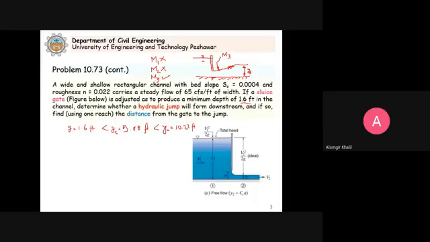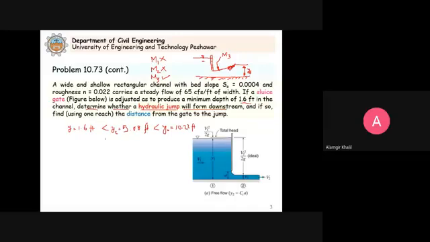Now what is the conclusion? Because here it is asked to determine whether a hydraulic jump will form downstream. So downstream of the sluice gate is an M3 profile, which must be followed by a hydraulic jump to enable the flow to return to the normal depth. So yes, a hydraulic jump will form, because it will pass through the critical depth.